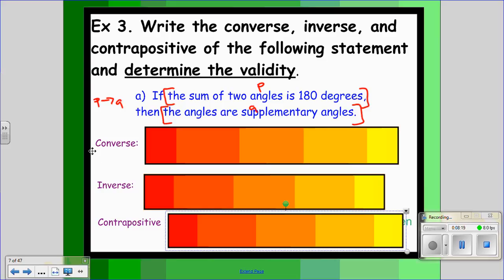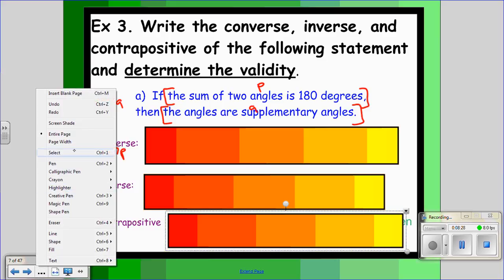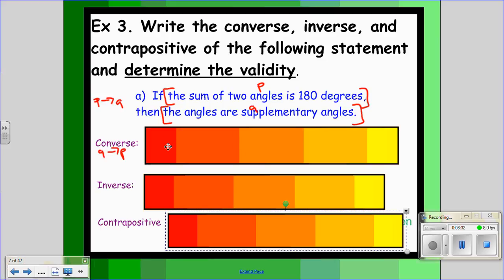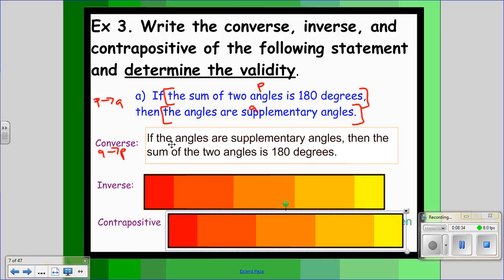So for the converse, you're switching roles. So it's Q, then P. So the statement would read, if the angles are supplementary angles, then the sum of two angles is 180 degrees. I simply put P where Q was, put Q where P was, and that's all.